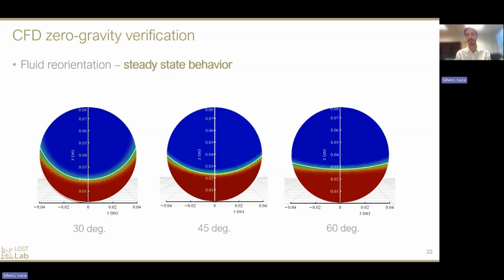For what concerns the CFD setup, the CFD setup was verified in zero gravity. Here you can see different contact angles as boundary conditions, and in white overlapped on the image is the free surface shape computed analytically. As you can see, there is a great matching between the CFD and the analytical results. So the CFD setup is validated for the steady state behavior.